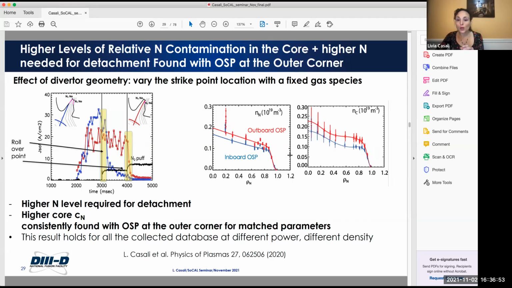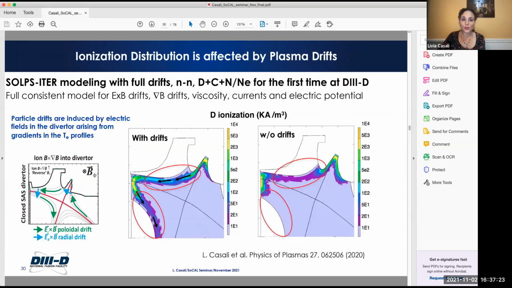And also we saw, and these are profiles for the impurities into the core, that there is a nitrogen profile which is higher, and this is consistent through all the data set that we have built with different power and different density. So in order to gain some insights on this very interesting physics, we also started some modeling.